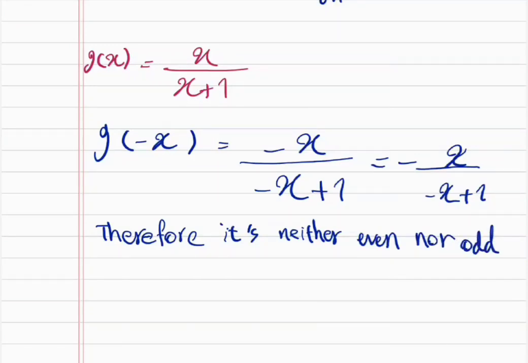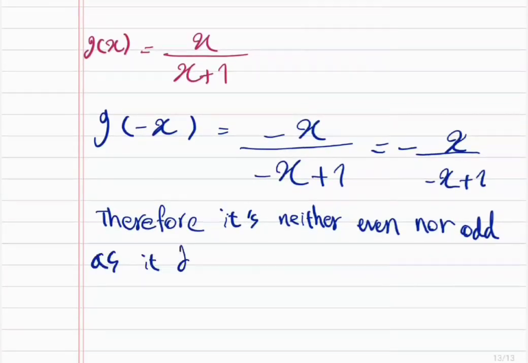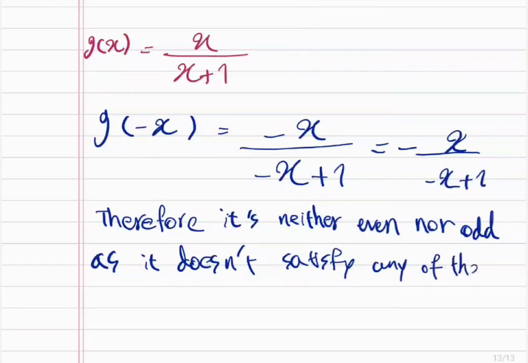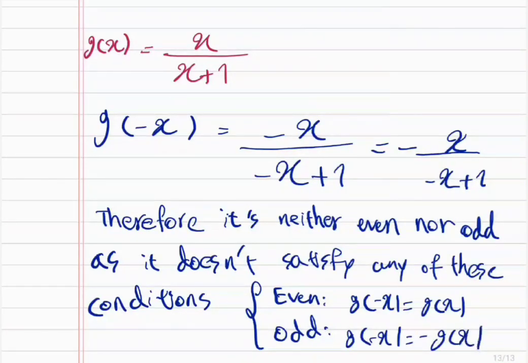Not odd, as it doesn't satisfy any of these conditions. Just for the conclusion, to show that we know what's going on, we can write the conditions: a function is even when g of minus x is equal to g of x, and odd when g of minus x is equal to minus g of x. We can see that it doesn't satisfy either of these. So yes, it's neither even nor odd.